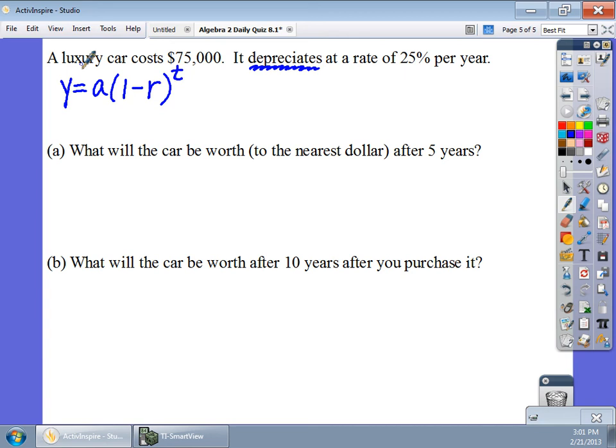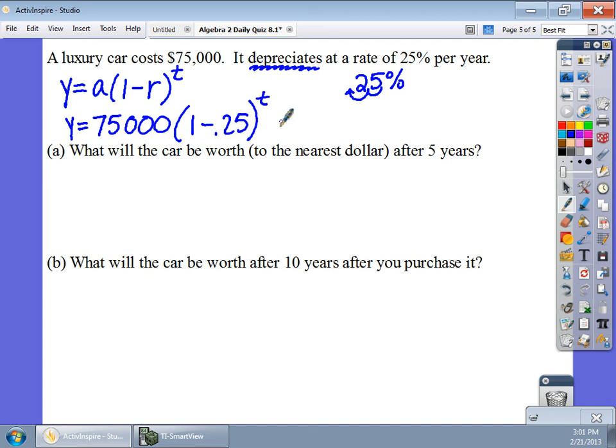Well, cost $75,000, that's the initial value of the car. That's what we're substituting into A. Now we need the decimal version of our rate, 25%. 25% as a decimal. Move that decimal place back 2 spaces, 0.25 raised to the t power. And so our model then is 75,000 times 1 minus 0.25 is 0.75 raised to the t.